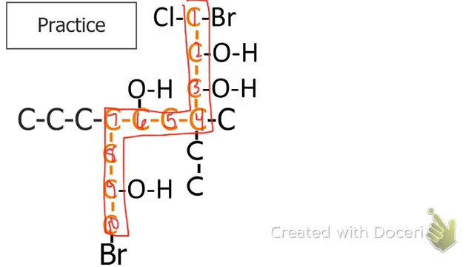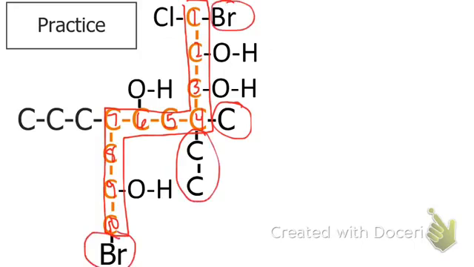Okay. Now let's look at our chains. We have a methyl. We have an ethyl. We have a bromo and another bromo. We have a chloro, and good Lord, we have a propyl. So alphabetically, who goes first? I'm going for bromo.